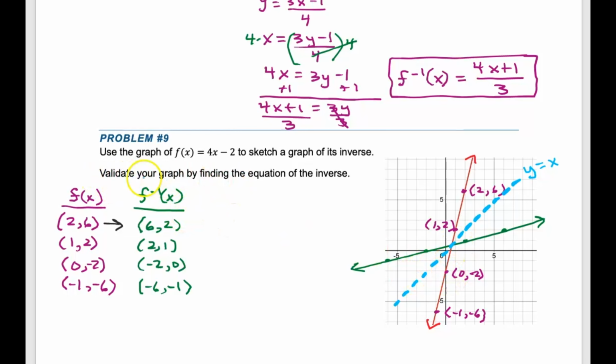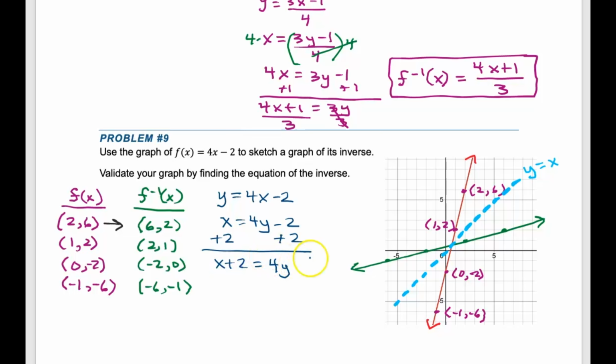All right, last thing we need to do is validate our graph by finding the equation of the inverse. So let's go ahead and start off with our f of x equals 4x minus 2. And now we are going to find the inverse function of that. So we'll have y equals 4x minus 2. Then we need to switch our x and y. So x equals 4y minus 2. Now let's solve this for y. Let's add 2 over so we can get y by itself. So I have x plus 2 equals 4y.